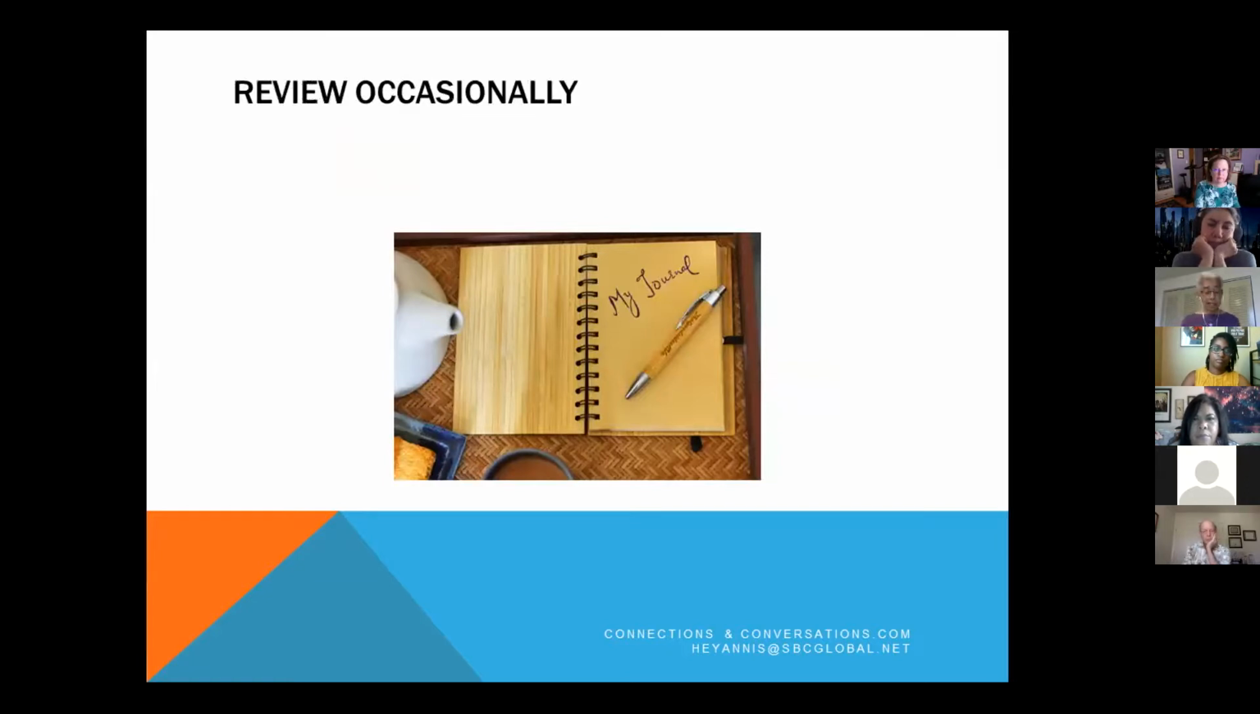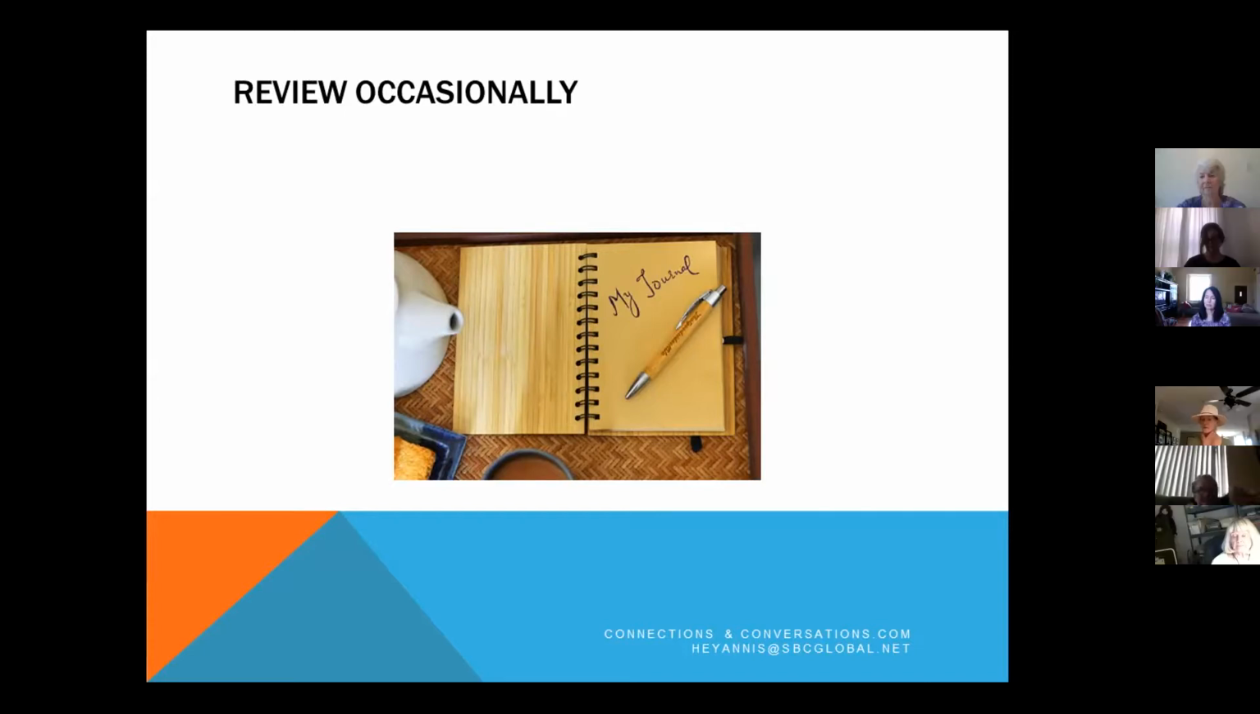Occasionally, it's a good idea to reread your journal. Go back and review it. See what you said months ago or even years ago. And that sometimes spurs you on to more writing or a different path. Maybe things have changed since the last time you wrote that particular item, and you will take off on that topic again.